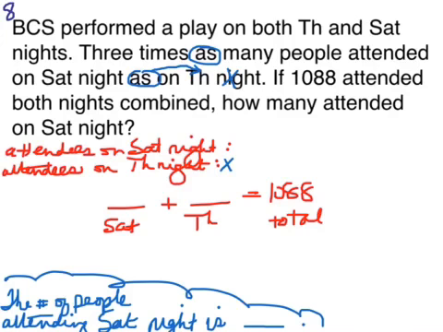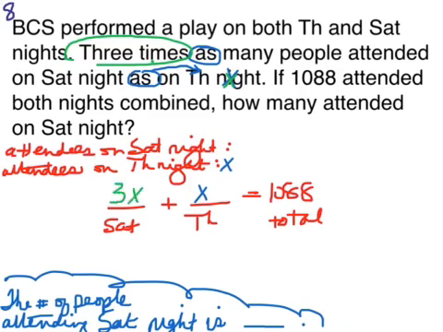Okay, so Thursday night is x, but now we've got to describe Saturday night, so let's back up a little bit. 3 times as many people attended on Saturday night as Thursday night, so 3 times. So what is Saturday night? It's 3 times as many that night as Thursday night. Well, there were x on Thursday night, so 3 times x is what we want to do.